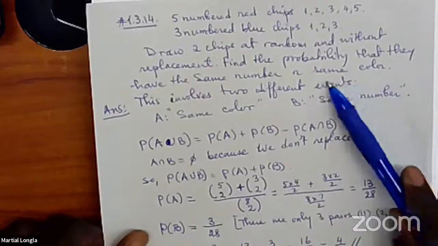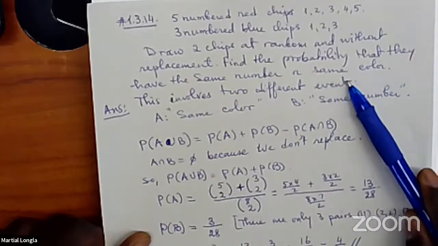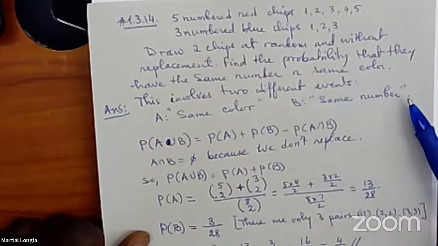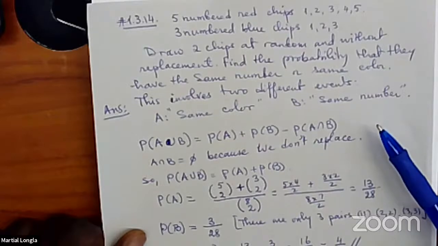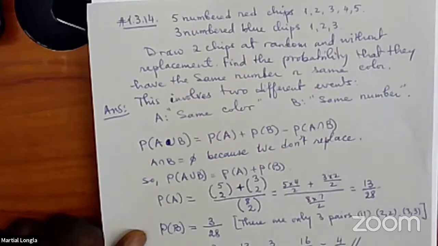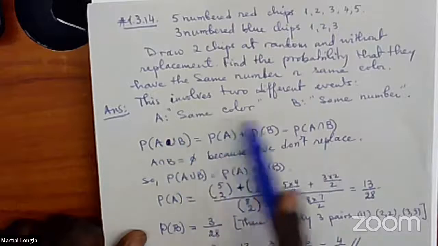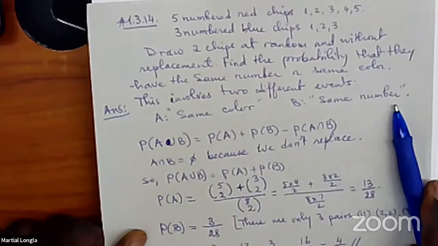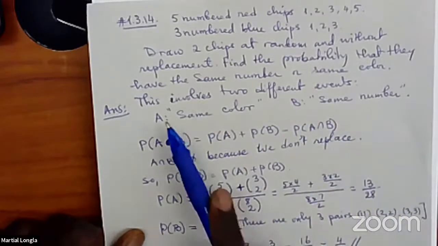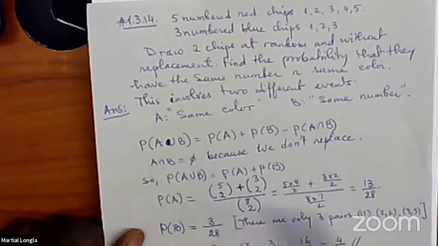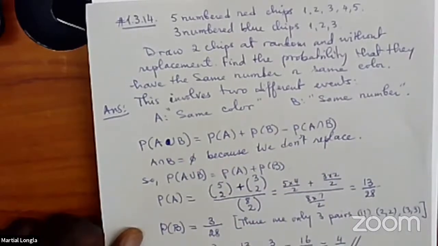It's not find the probability that they have the same color and then find the probability that they have the same number. It's find the probability that they have the same number or same color. So the event is same number or same color. And that event splits into 2, that they are same color and the other that they are same number. So it's probability of A union B. That's what is required in the question.